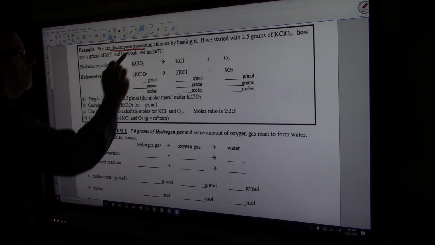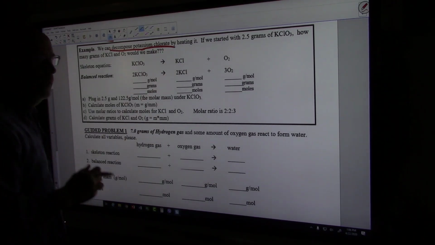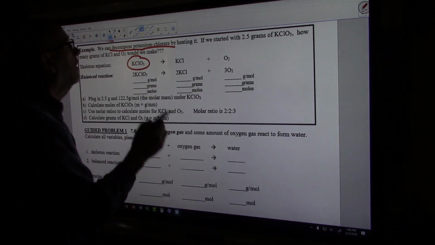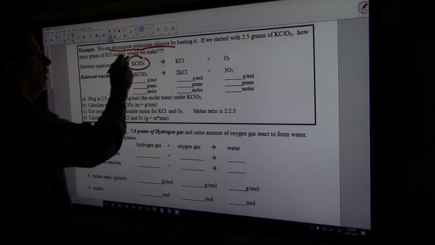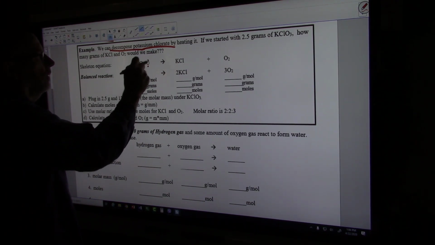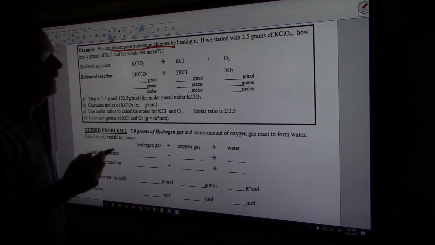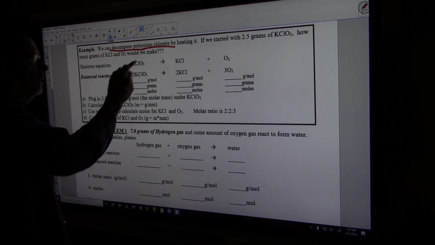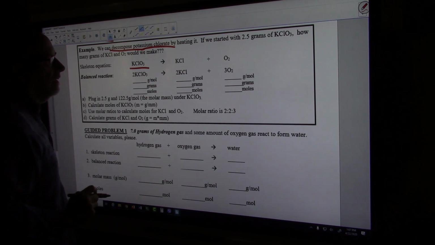We can decompose potassium chlorate. So decomposition, one thing becomes 2 or 3 or 4 smaller things. And it's potassium chlorate, so potassium is a K plus 1 and chlorate is a ClO3 minus 1. Chlorate's a minus 1, so we need one of each. Potassium chlorate.